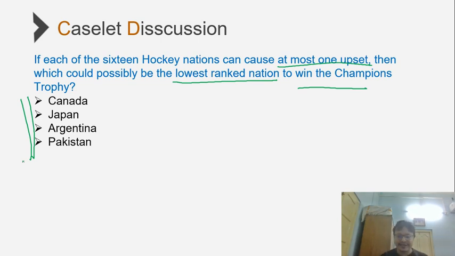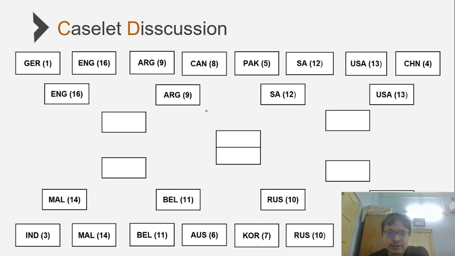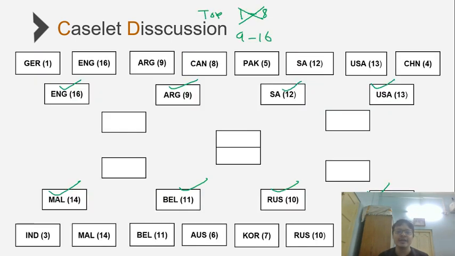So at most one upset, and at the same time our objective is the lowest ranked nation to win the trophy. So how do we do this? The easiest way is by ensuring that the top 8 teams, all of them crash out. Given that any team can cause at most one upset, the easiest way would be ensuring that all the bottom teams, that are the teams ranked 9 to 16, all of them create an upset and make the top 8 teams crash out. The moment that happens, the team that can win the trophy has to be one of the teams from 9 to 16, and that is the easiest way to ensure that one of the lower ranked teams wins.